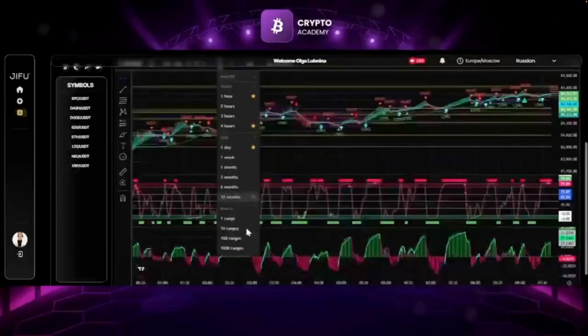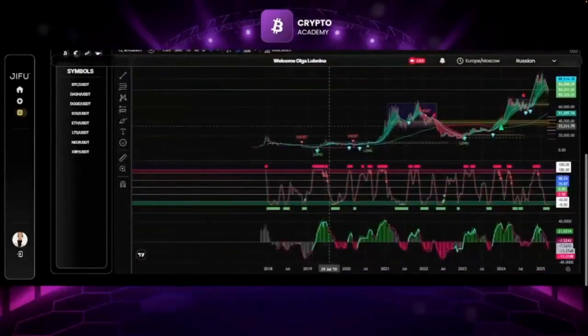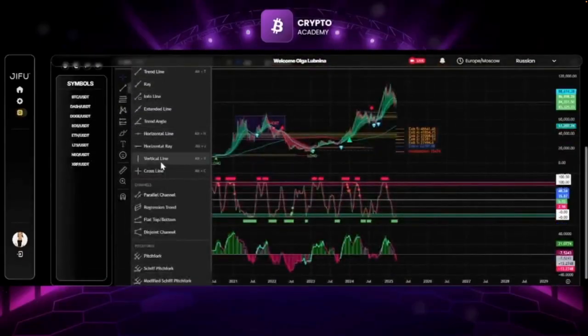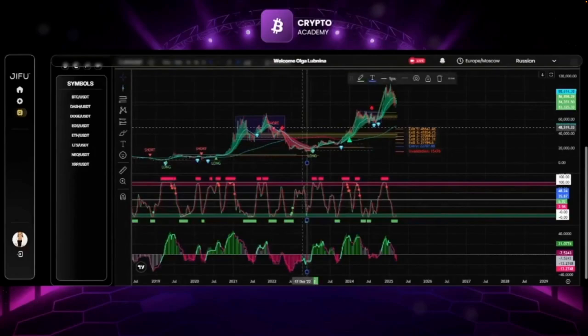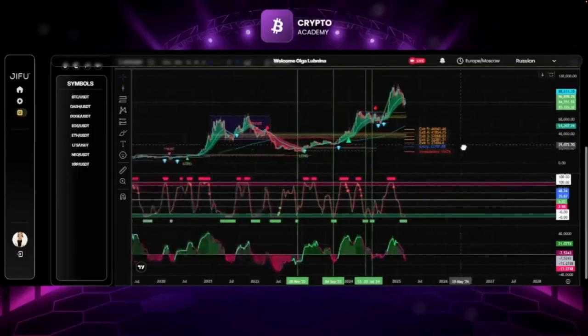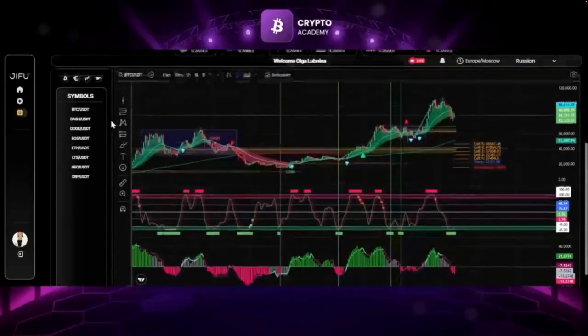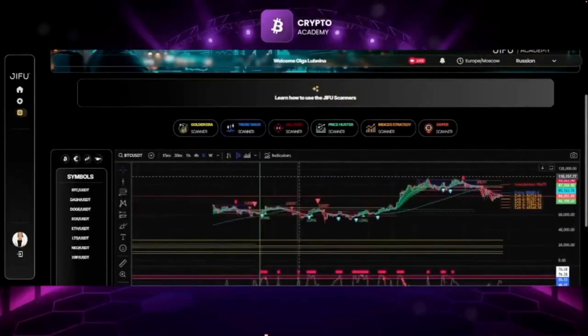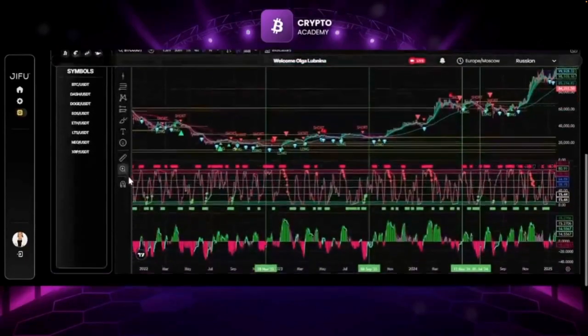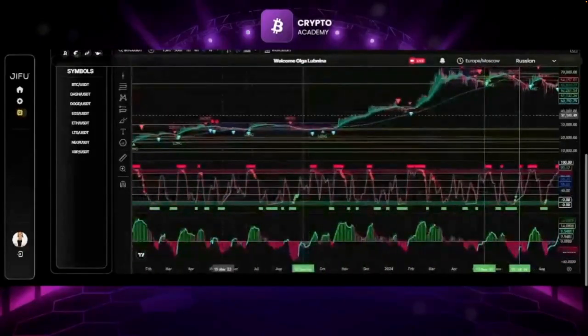Once again, we'll need a weekly time frame. We mark the zones we need, oversold zones on the weekly time frame. Next we switch to daily time frame. We wait for our conditions described in the instructions.